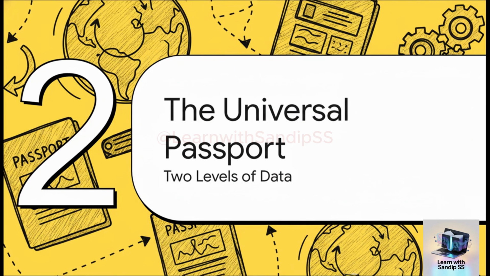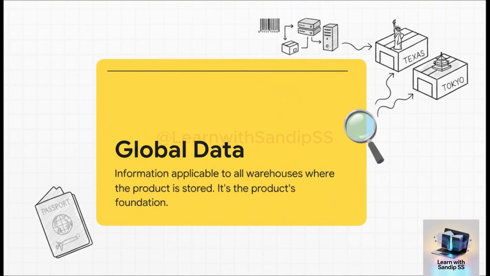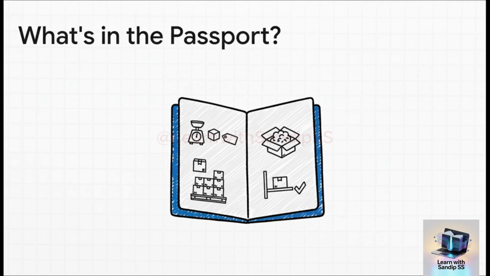Okay, so once our product actually exists in EWM, its identity is built in two really critical layers. I want you to think of this first layer as its universal passport. It's the information that defines it no matter where in the world it goes. And that's exactly what this is called, global data. And just like your passport, it contains the fundamental truths about you, your name, your height, your date of birth. For a product, this global data is the absolute truth, whether that product is sitting in a warehouse in Texas or one in Tokyo.